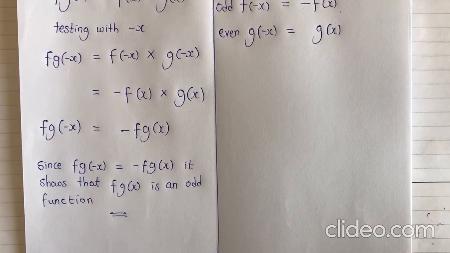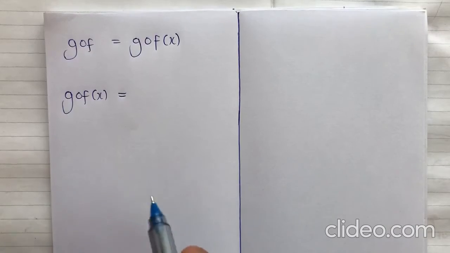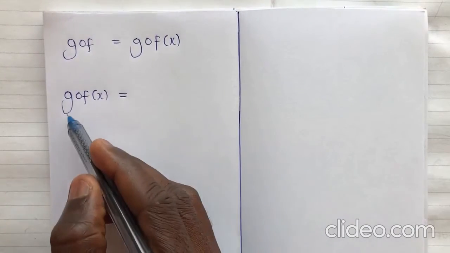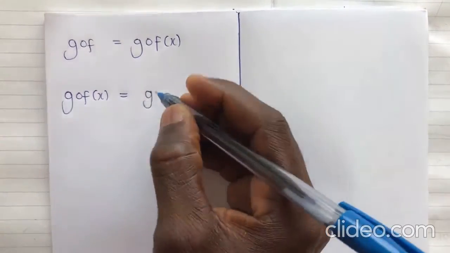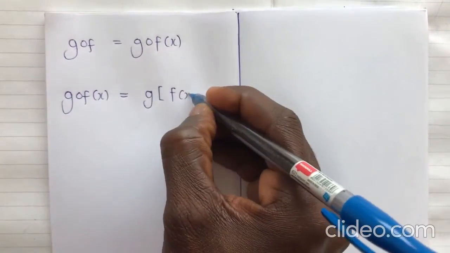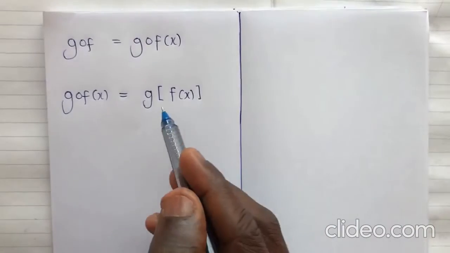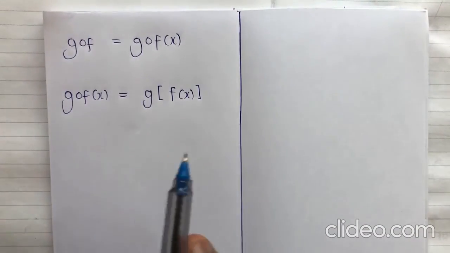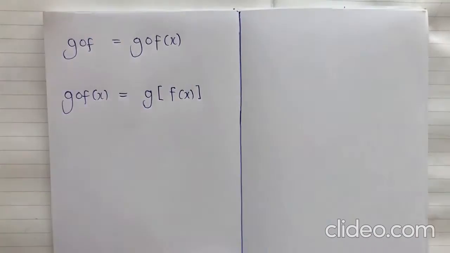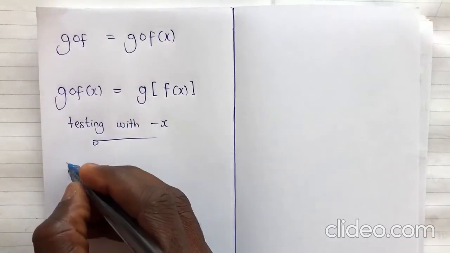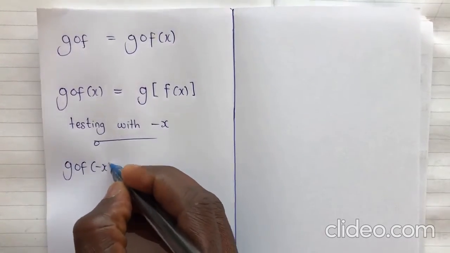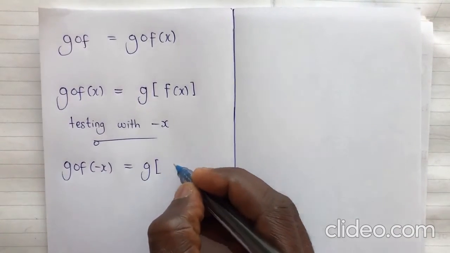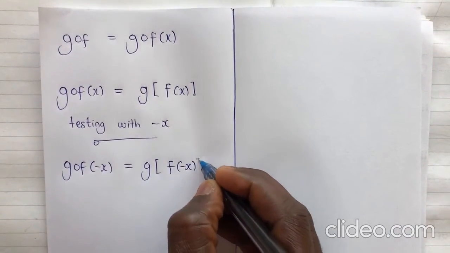Let's see what we have for the next question. Okay, so now from here, we rewrite this as the outer function g of x into f of x. Remember, when you are writing the outer function, you don't need to indicate the x. Now, we test this with a negative x. Then we have gof of minus x equal to g of f of negative x.